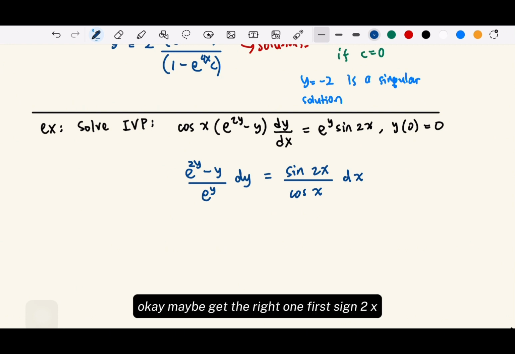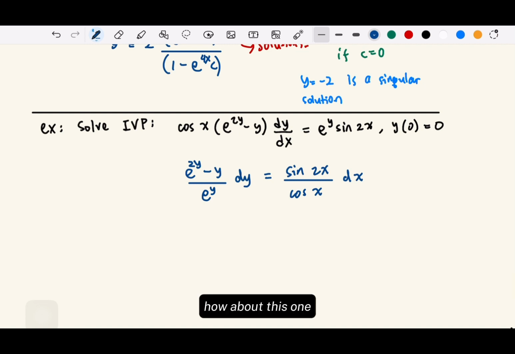Maybe sine 2x. I think you could simplify this, become 2 sine x cosine x. You can cancel the cosine x, right? So you could just make it 2 sine x, right? And I think you can integrate it easily. How about this one?